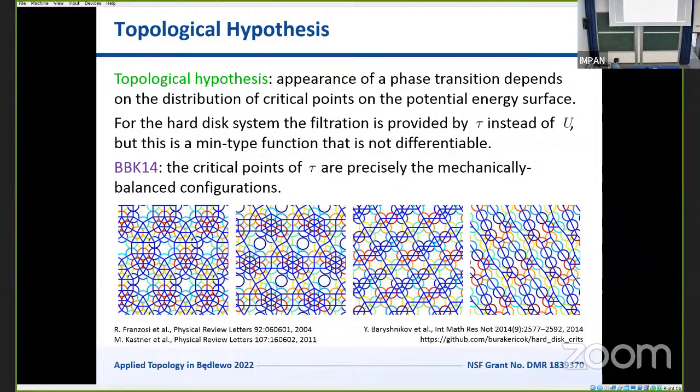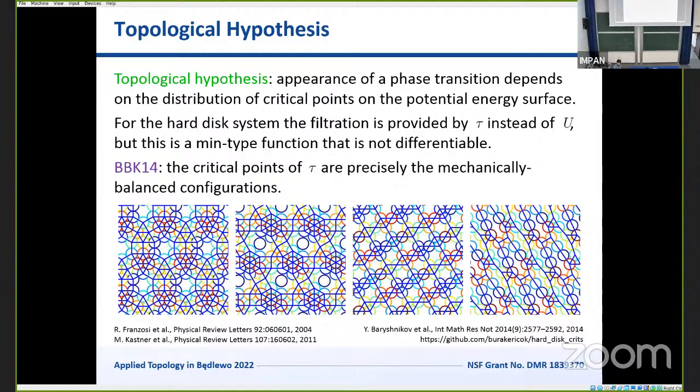But so these are the kinds of configurations. I think this is for, I don't remember, maybe 12 disks. And these are actually in the hexagonal course. So when I say mechanically balanced, I mean the following thing. You've got these configurations. You have contact graphs. I'm showing you contact graphs.